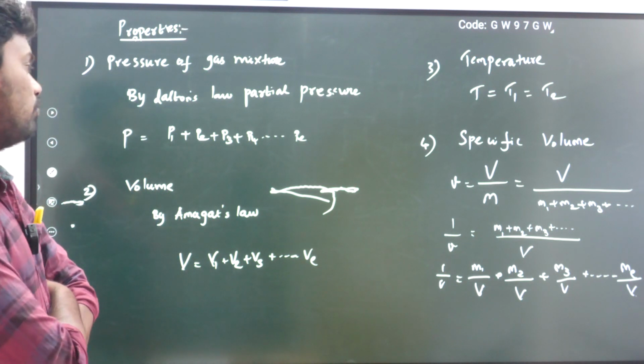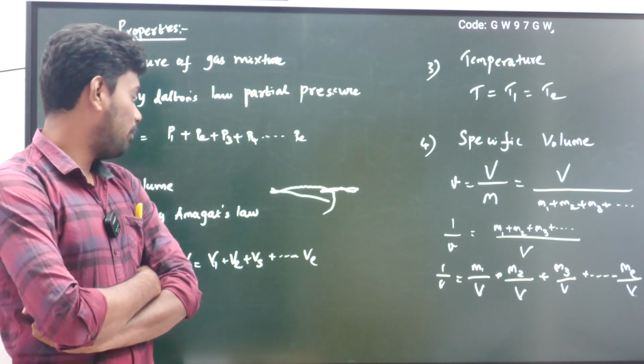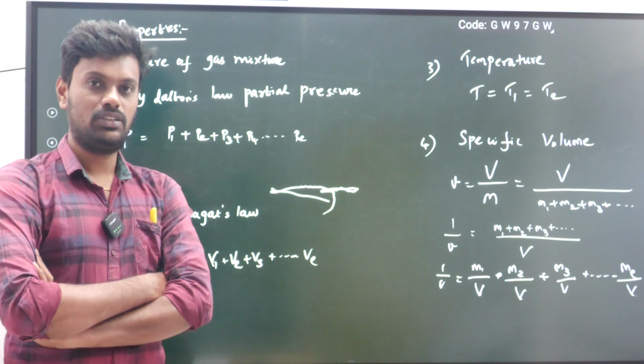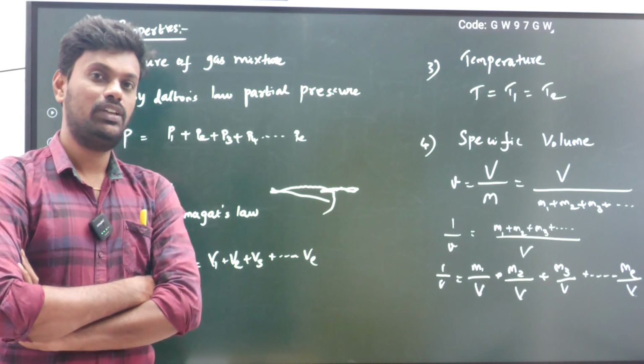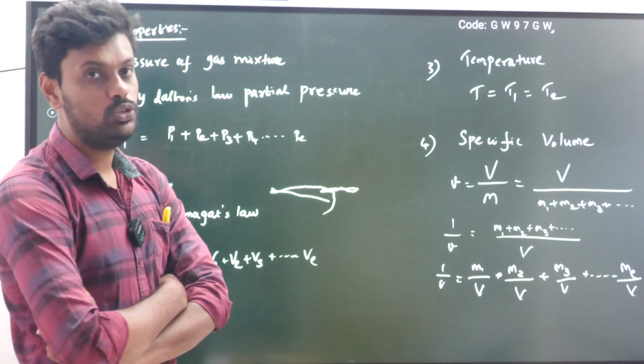Next, Avogadro's law of volume. If you want to find the volume, the volume V is equal to V1 plus V2 plus V3. Similarly to how you find the pressure of the gas mixture, the same procedure is used to find the volume of the gas mixture. Okay, please note down these formulas.